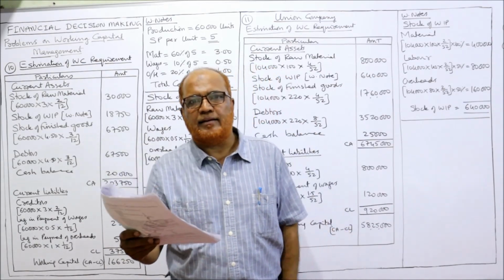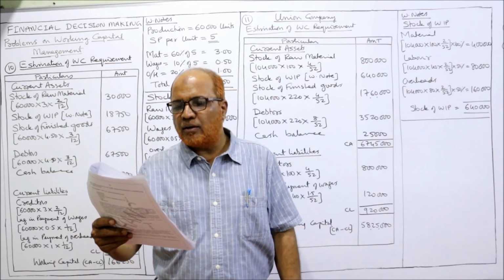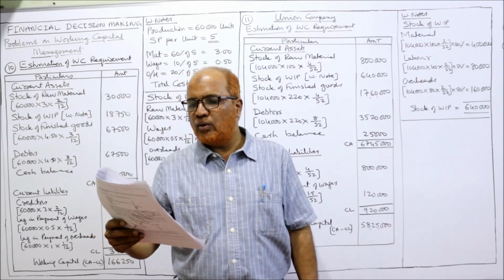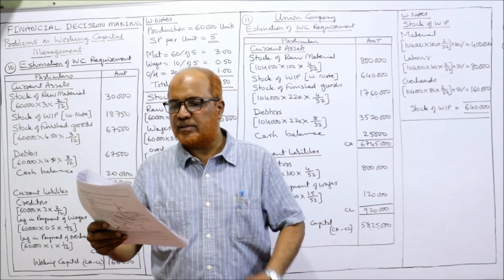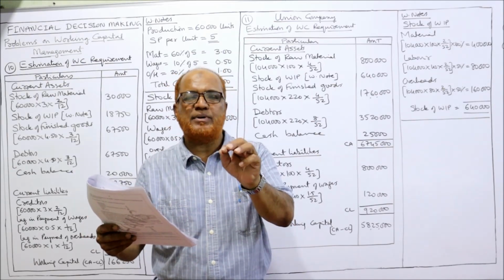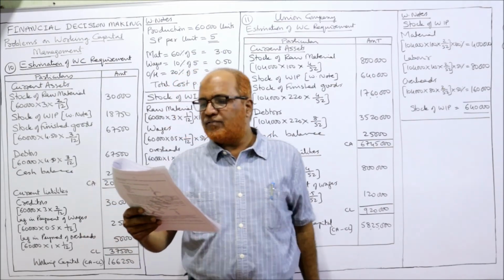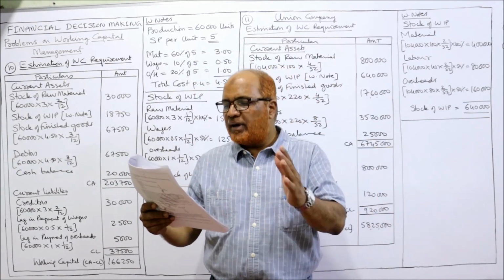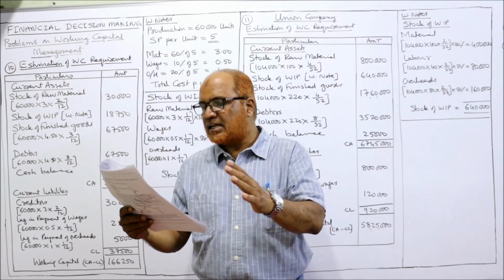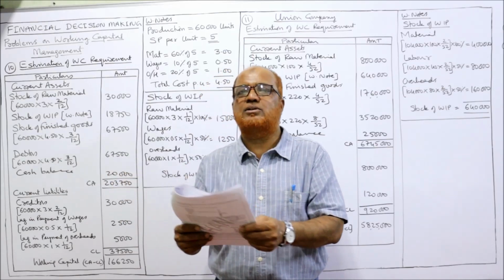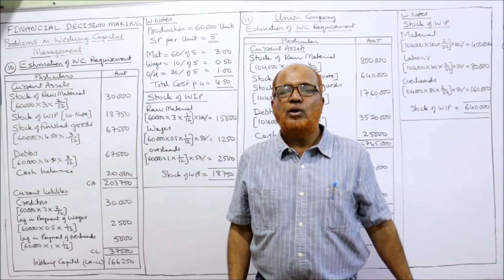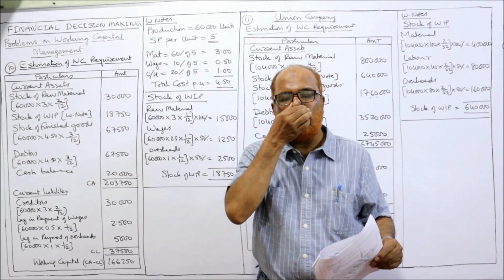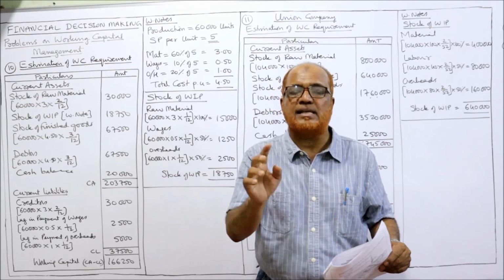Problem number 10. See carefully. Find out the working capital requirement from the following information. Production during the year 60,000 units. So we have to estimate the working capital for a level of activity of 60,000 units. Selling price 5 rupees per unit. Raw material 60%, wages 10%, overhead 20% of selling price. So directly raw material, labor, overhead is not given. Percentage is given. This percentage is on selling price.